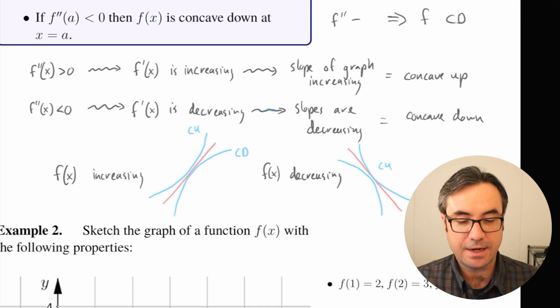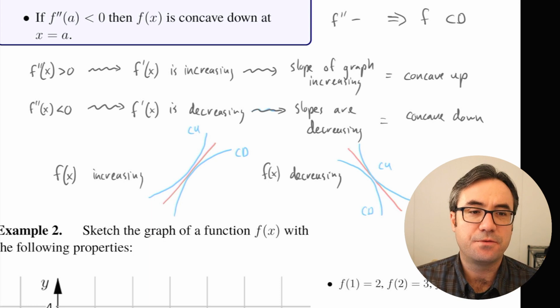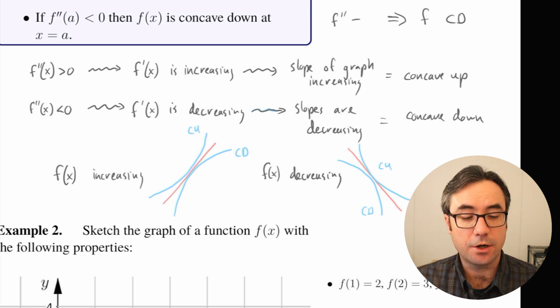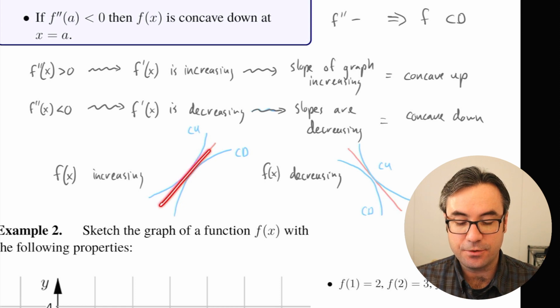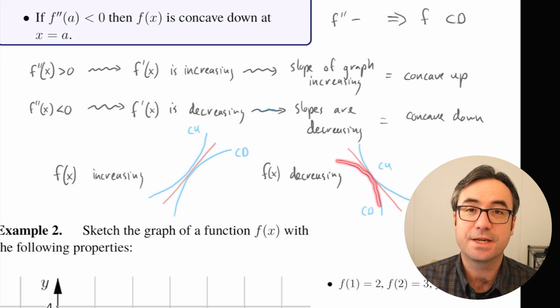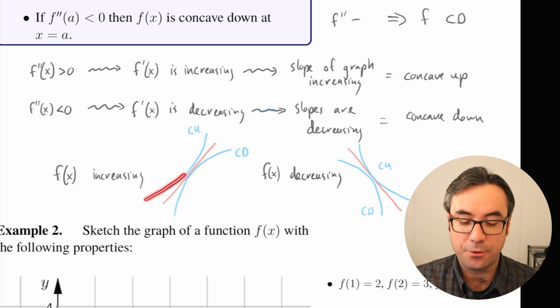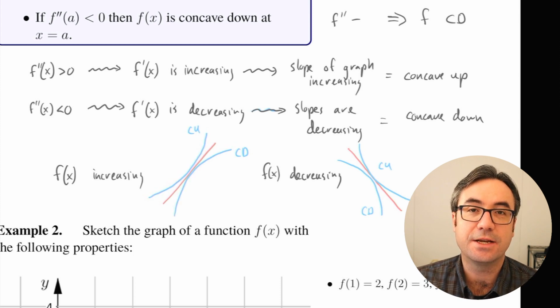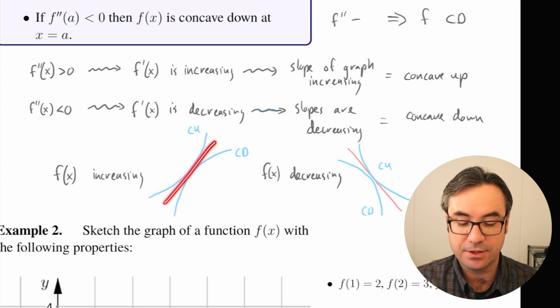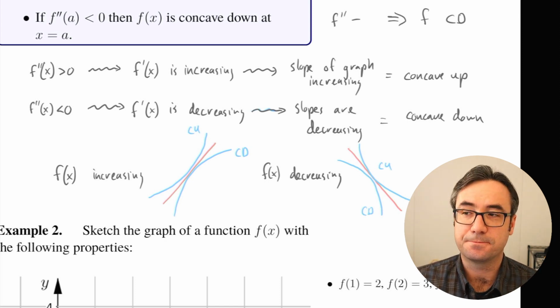And so this is how you can remember there's really four main options for how our curve can look. It can be increasing and concave up, increasing and concave down, decreasing and concave up, or decreasing and concave down. You can think of it as our tangent line and how the curve actually bends around that tangent line. Does it bend above? If it bends above the tangent line, it's concave up. If it bends below the tangent line, it's concave down. And then same thing for decreasing.